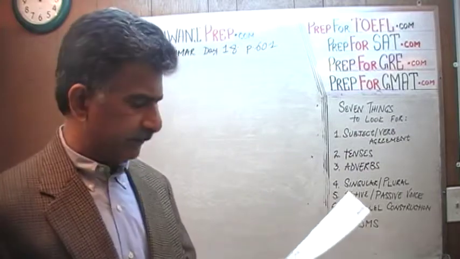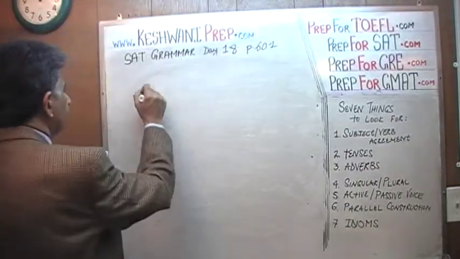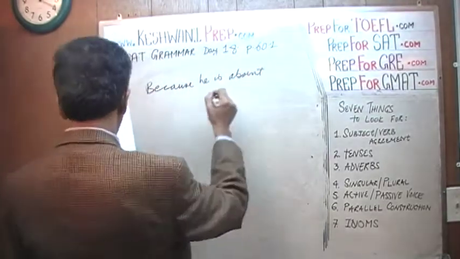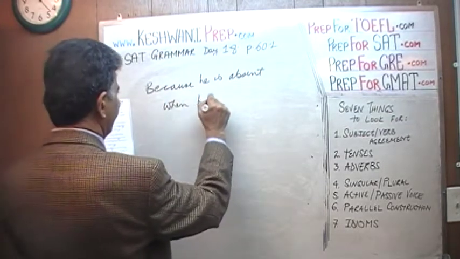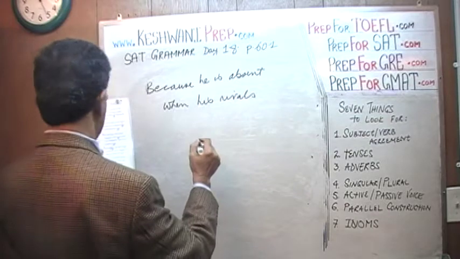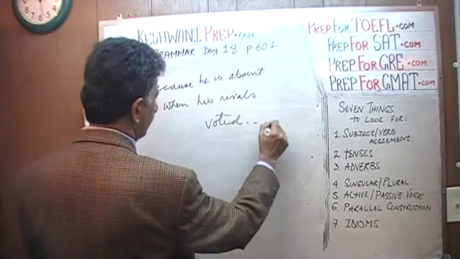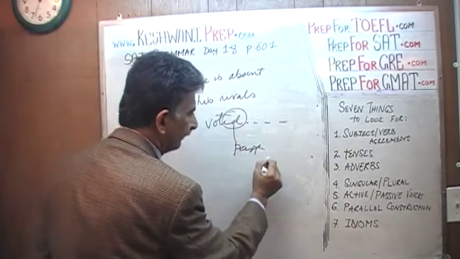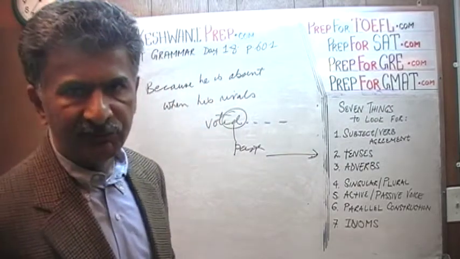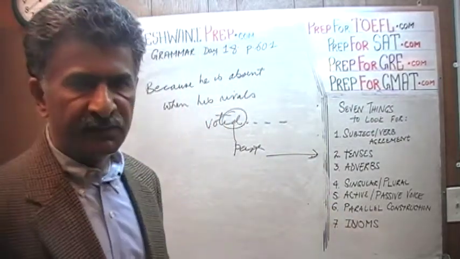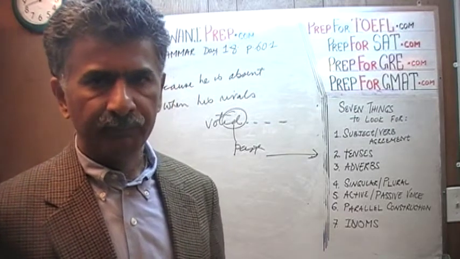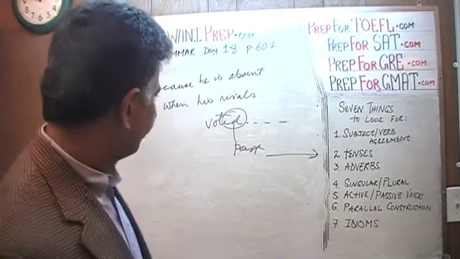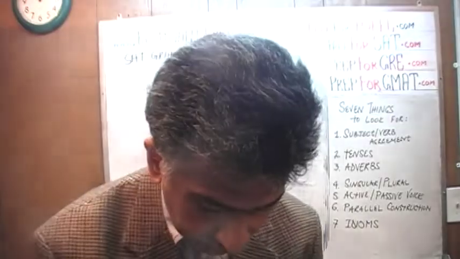Number 18. Because he is absent when his rivals, what did the rivals do? They voted. His rivals voted. It's the past tense. This has to do with tenses. Number 2 on the list. These are the seven things that we look for, because these are the 7 most common errors that the College Board looks for. These are the 7 most common errors that appear on the writing portion of the exam and the grammar questions. Here we're talking about improper tense.